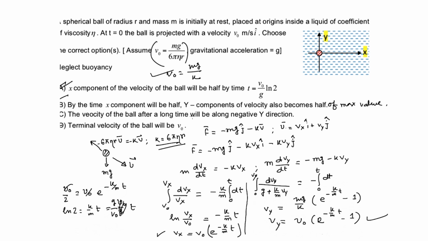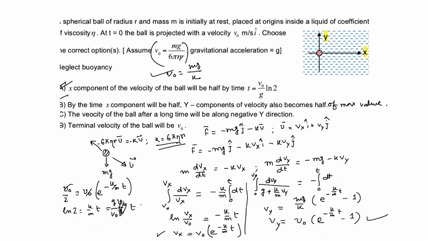By the time the x component is half, the y component will also be half of its maximum value. The maximum value of the y component is v naught, because at t equal to infinity, the exponential term is 0, so the maximum value of vy is equal to minus v naught. If the x component is half, when e power minus k by m t is equal to half, then half minus 1 is equal to minus half. So the velocity will be minus v naught by 2, which is also half of the maximum value.